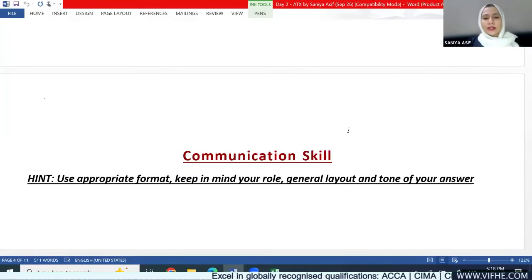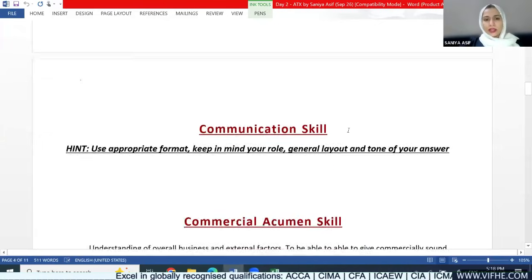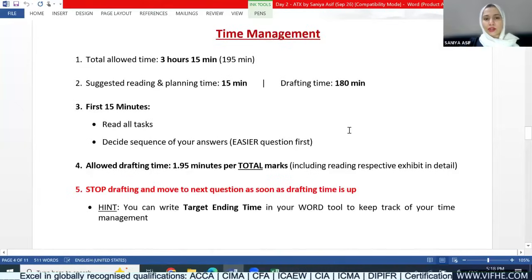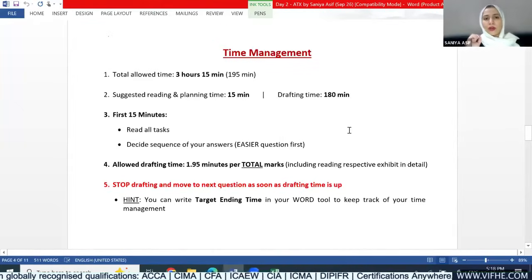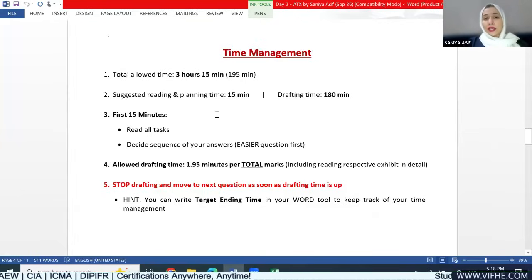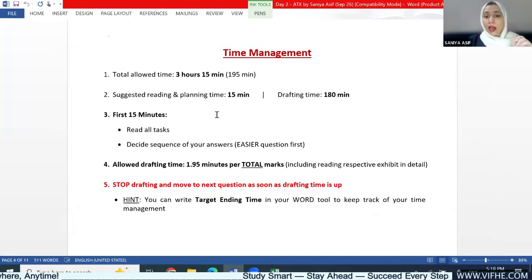So these are the skills for which you really need to be careful, as they are going to let you grab 20 marks altogether. Your exam is a computer-based exam. It's going to be of 3 hours and 15 minutes, which would mean that technically you will have approximately 1.95 minutes to cater to 1 mark.